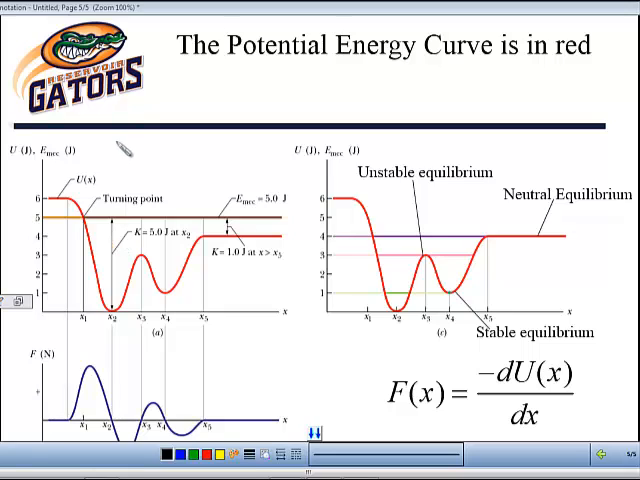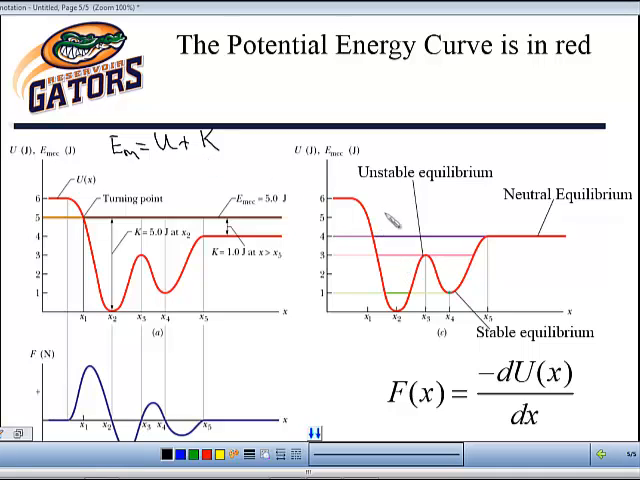And I'm going to write the formula for it. So we have mechanical energy is equal to U plus K. This is a constant. In our case, it's 5. So we read potential energy off of the graph, and we determine the kinetic energy based upon this relationship here.